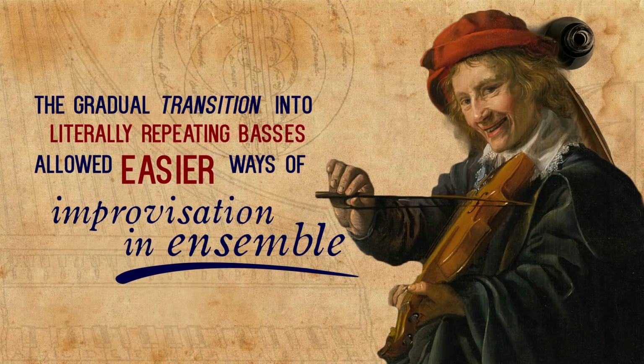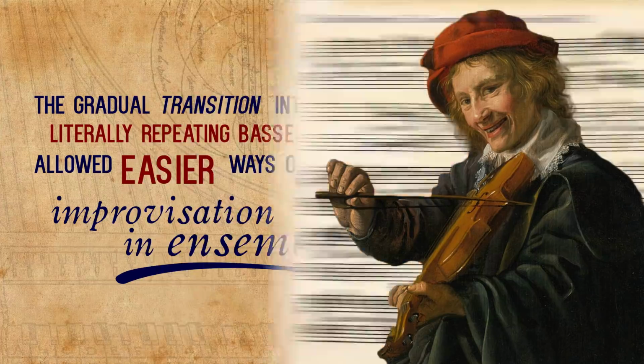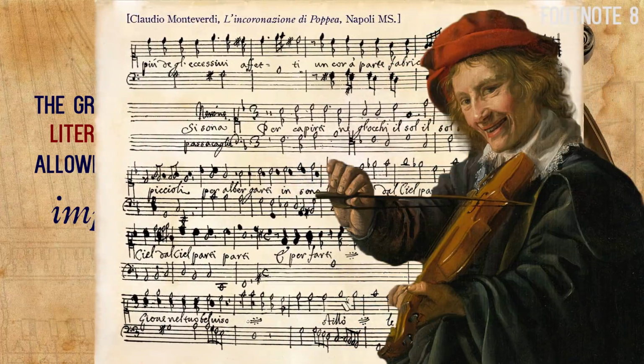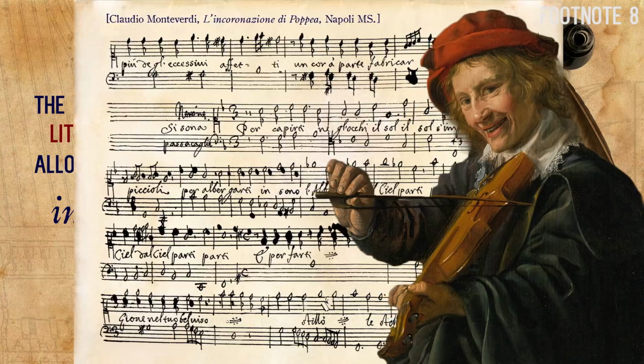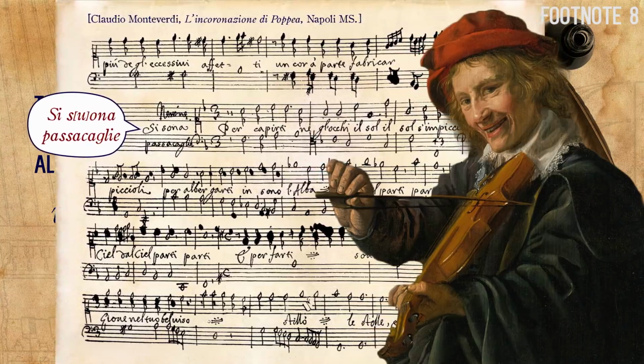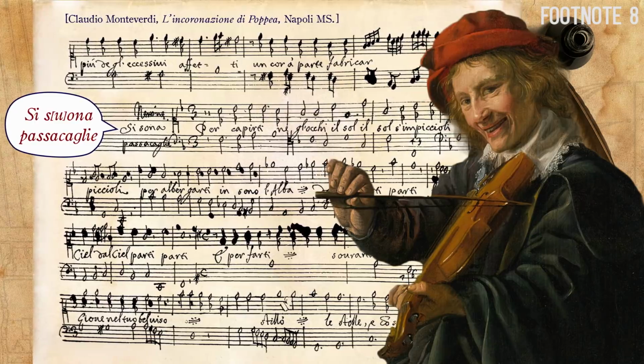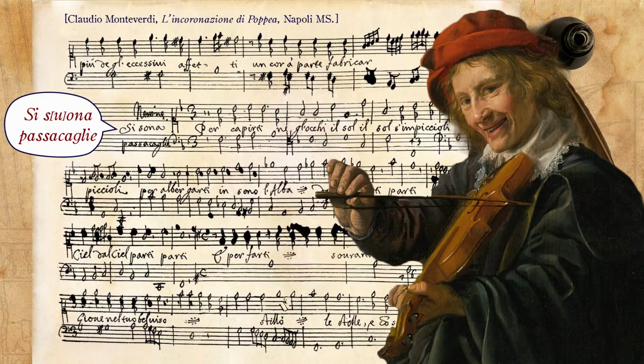An example for such instance is found in one of the surviving manuscripts of Monteverdi's L'Incoronazione di Poppea, where it's written at some point, Si suona passacaglie. Here a passacaglia is to be played, but no music is supplied. The musicians, however, surely improvised some nice passacaglia.